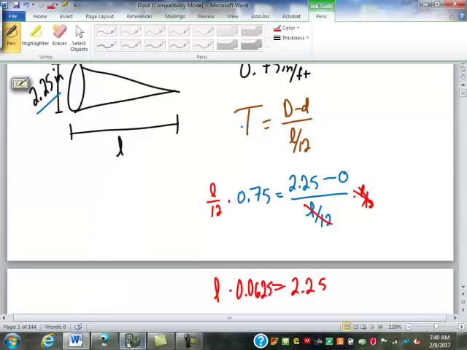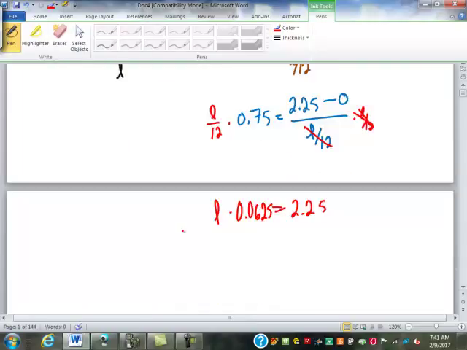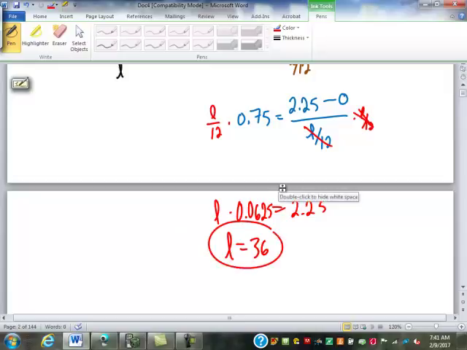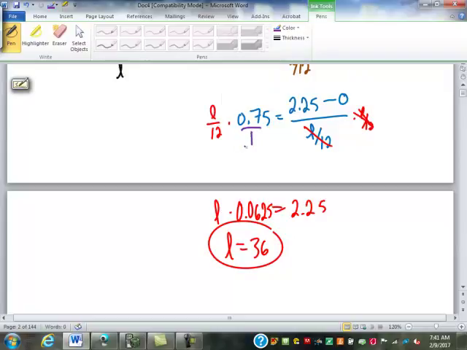Now we just divide. So it's L times 0.0625. So to get L by itself, we've got to divide by the 0.0625. So it's 2.25 divided by that. 36. So length is 36 inches. Hold on. Multiplied L over 12 times 0.75. Yep. So 0.75 divided by 12 gives you this.